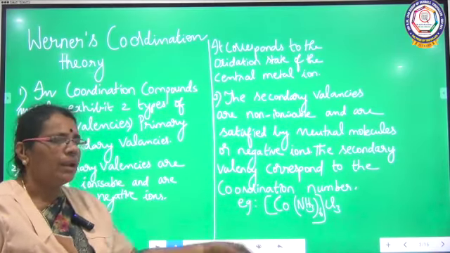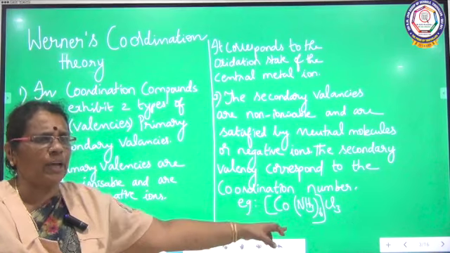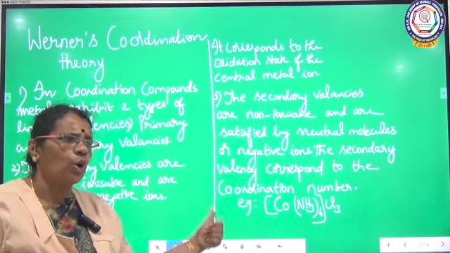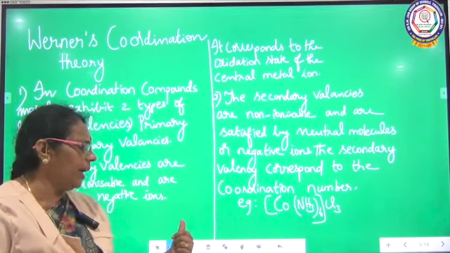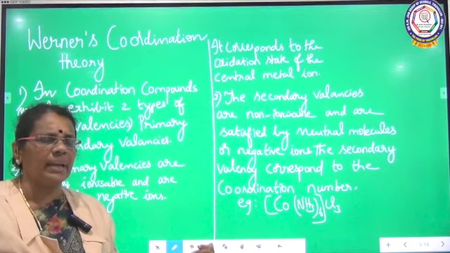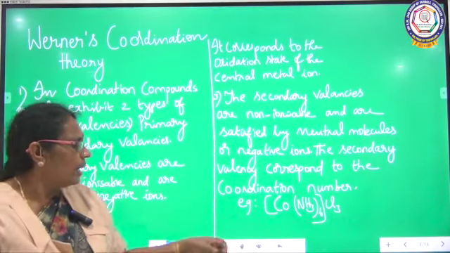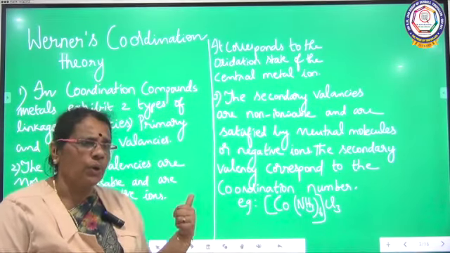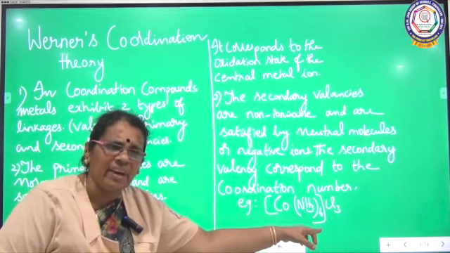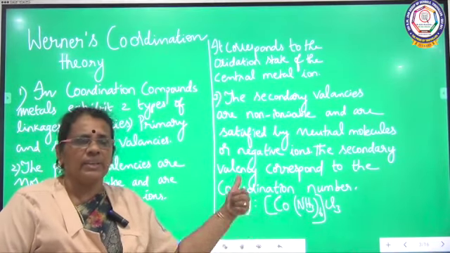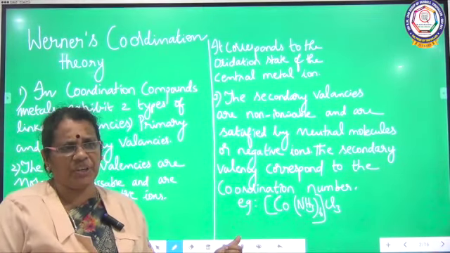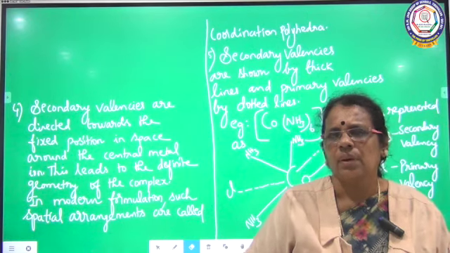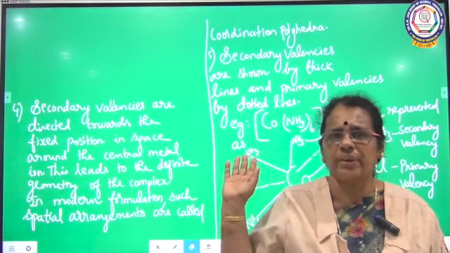For example, hexaamminecobalt(III) chloride. The name of this complex is hexaamminecobalt(III) chloride. So when you talk about the primary and secondary valency, Cl is an ionizable species, so we can call that a primary valency, whereas ammine, which is a non-ionizable species, we can call a secondary valency. Already I have discussed 3 points of Werner's theory.